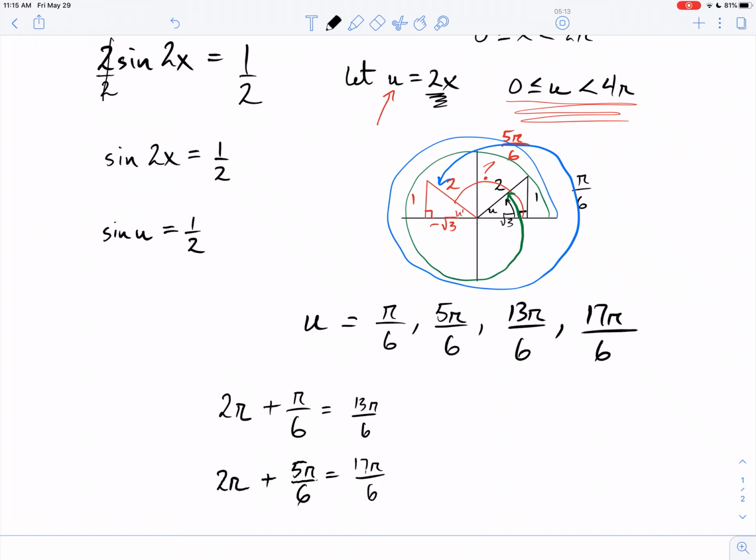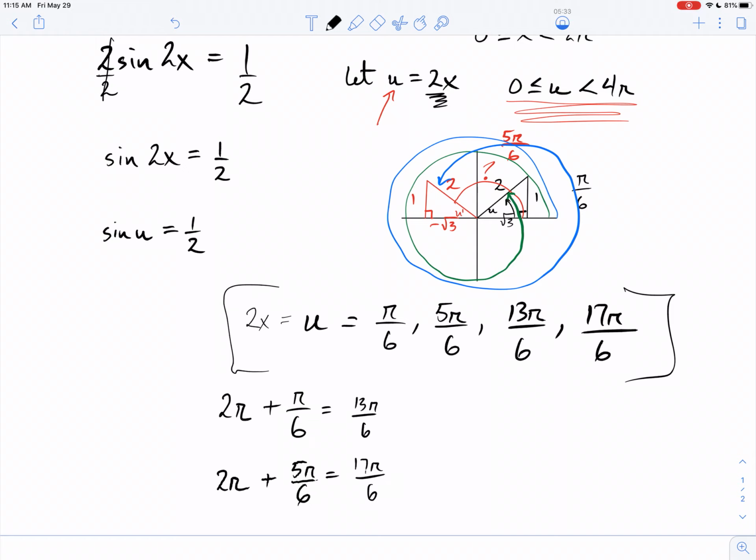Anyway, remember, I know that u is the same thing as 2x, but I was supposed to solve this problem for x. So what am I going to do? I'm going to take this whole statement here. I'm going to multiply everything by a half.